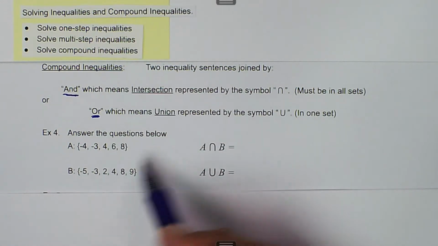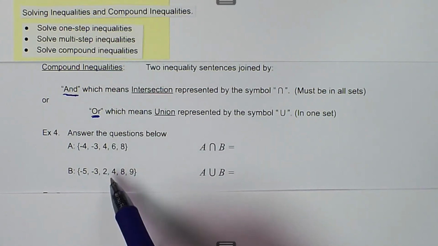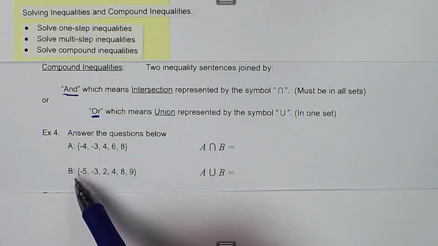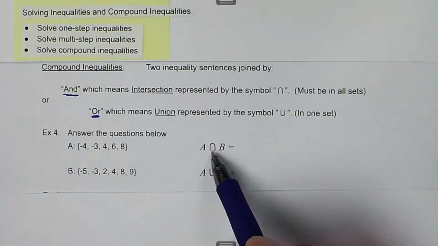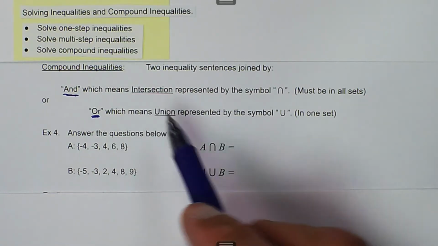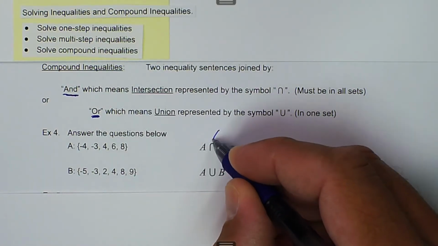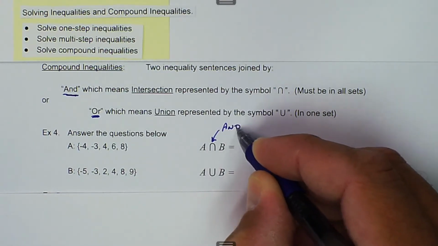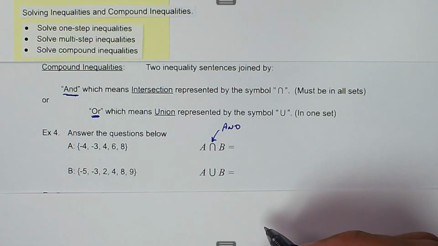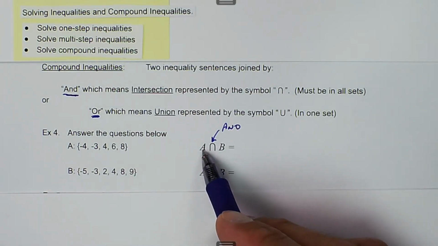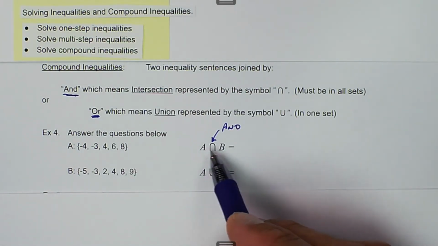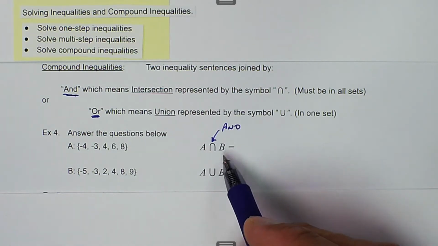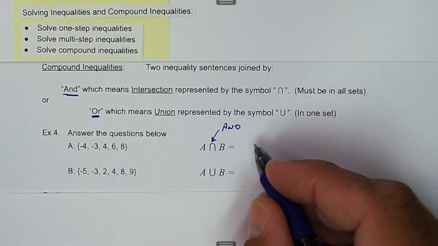So let's just take a look at an example here. So we have two sets. We have set A and we have set B. Now here we have this symbol here, which is intersection. So whenever we see this one, it means and. So it has to be in both. It has to be both in A and also has to be in B. So we want that set.